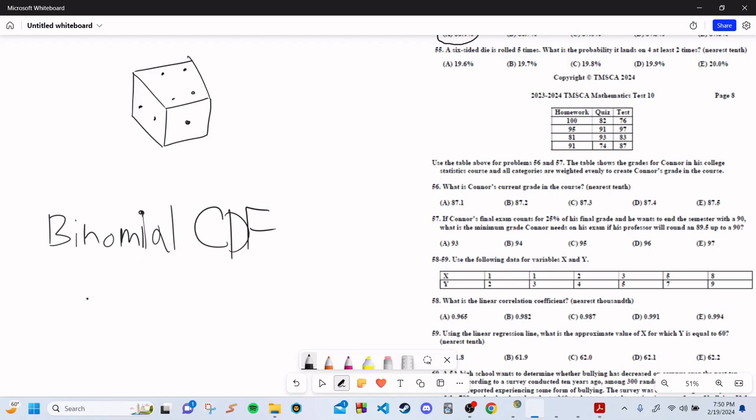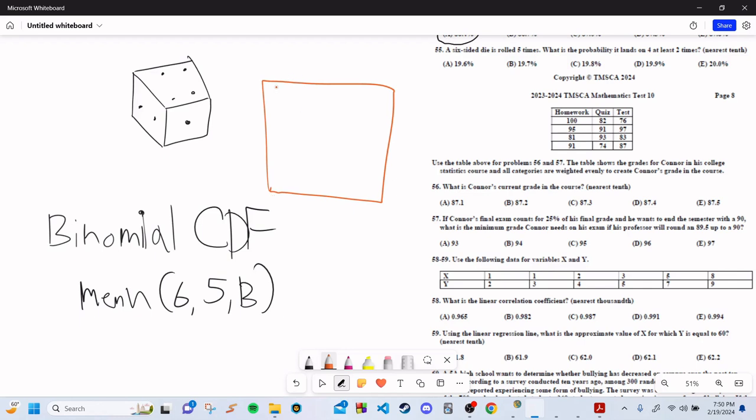And so you're going to go menu 65B. Then you're going to get this dialog box. It's going to ask you for n, which is the number of trials, the probability of success, the lower bound, and the upper bound.